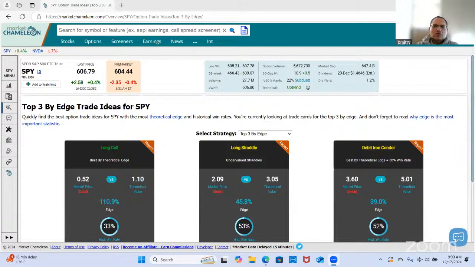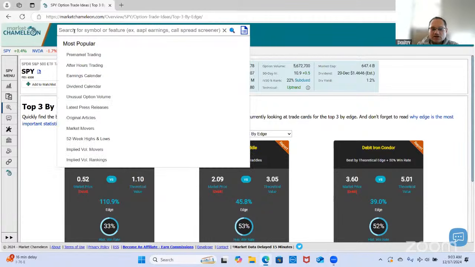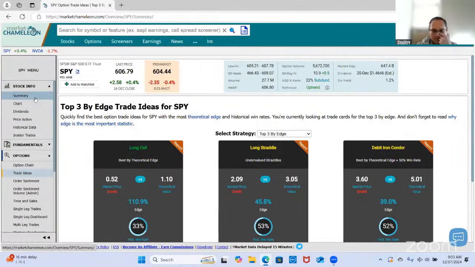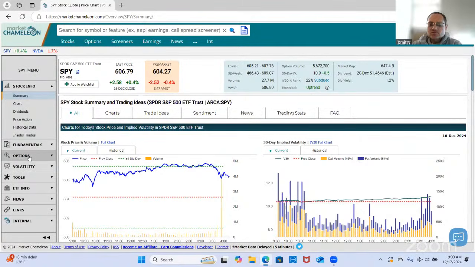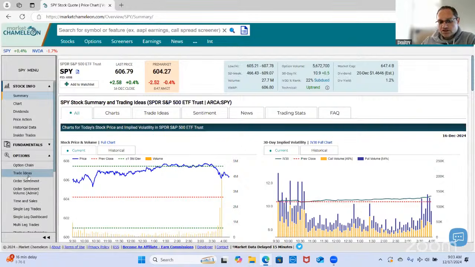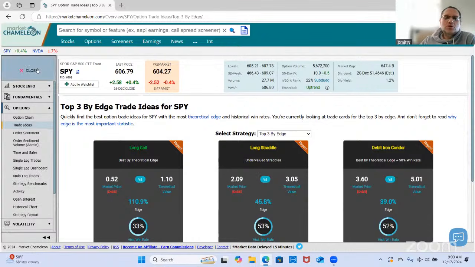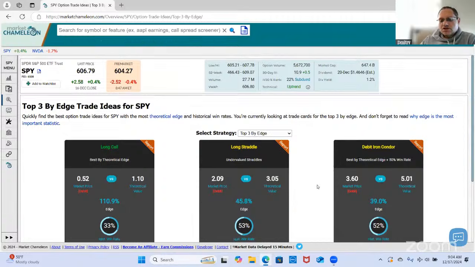So the idea here is if you come to SPY, you just type SPY in the search, and you land on the SPY main page. It'll look like this. And then on the left-hand side, you have menu items to select from under options. If you find trade ideas and click on it, you'll come to a page which produces these trade idea cards. And I'm going to just close my menu bar to expand this.